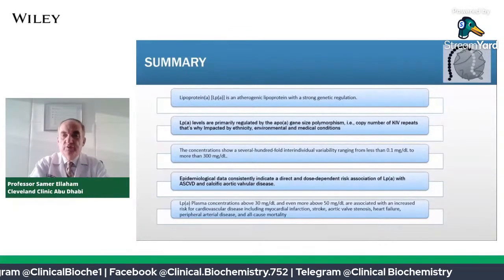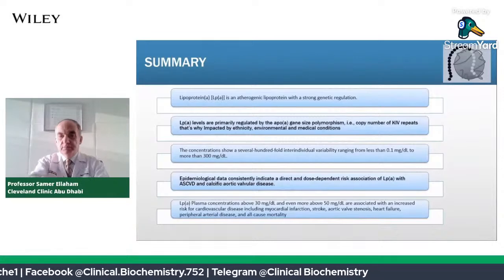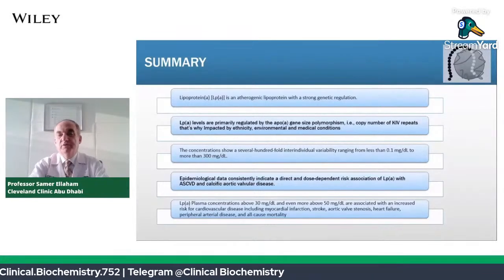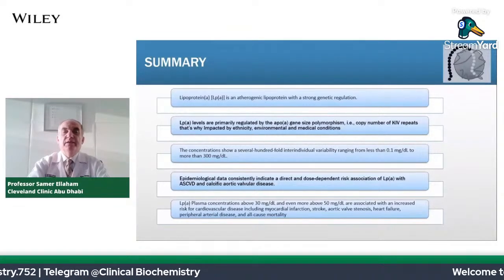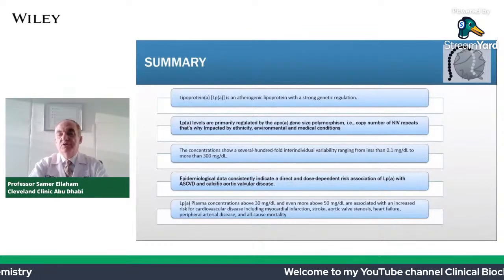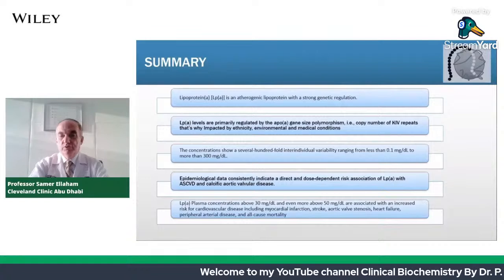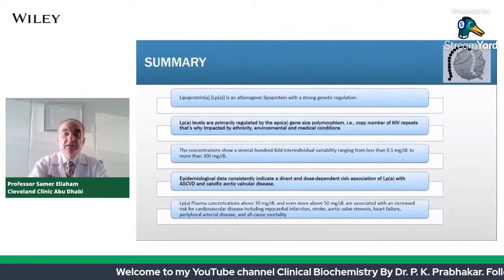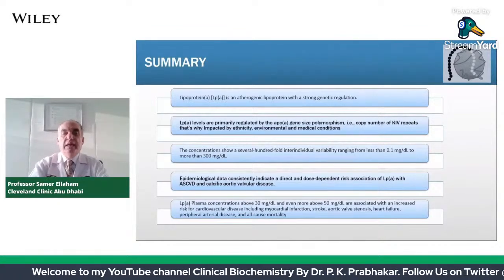And with that in mind, I want to summarize what I wanted to say, and some slides I removed, so you may not have had all the support for the summary, but hopefully you'll accept these statements. Lp(a) is an atherogenic lipoprotein with strong genetic regulation. I told you it's co-dominant, and it's really something worth checking.